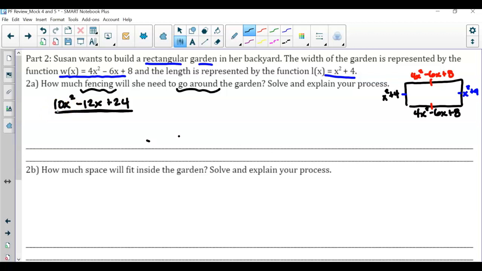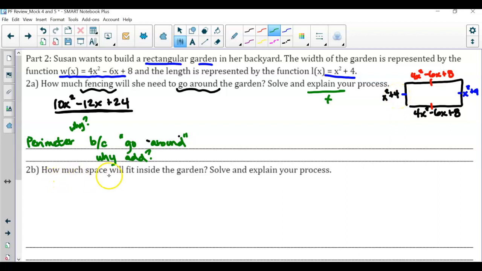Now, how do we explain what we did here? Well, why did we add up the sides? Because this was a perimeter question. But why is this a perimeter question? Because we're going around, or it's asking for the fencing. So notice that when you are explaining, don't just say, I added up the sides. Why did you add up the sides? Yes, I added them, but why? Why did I combine like terms? Because this was a perimeter question. Well, why was this a perimeter question? Because the focus was fencing or going around, focusing on the outside of the garden.